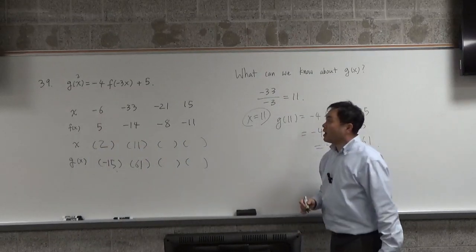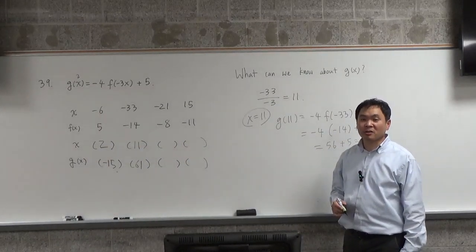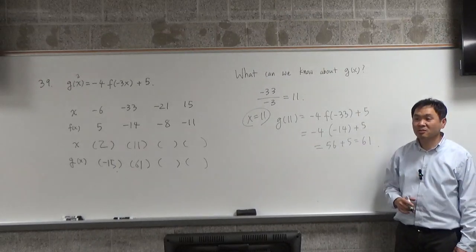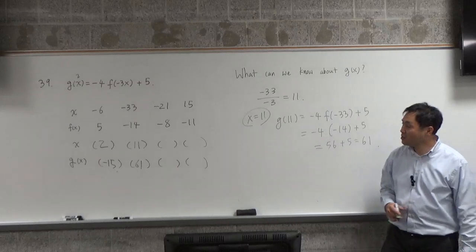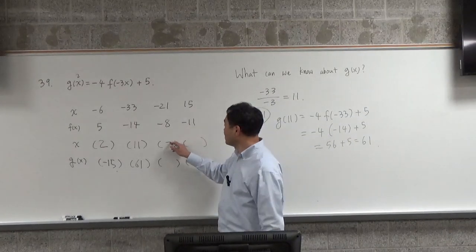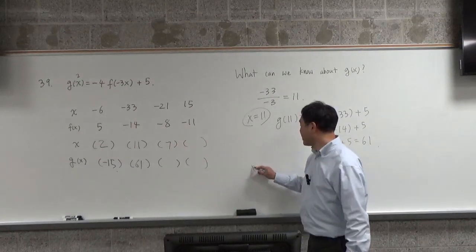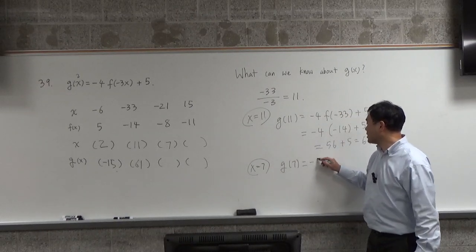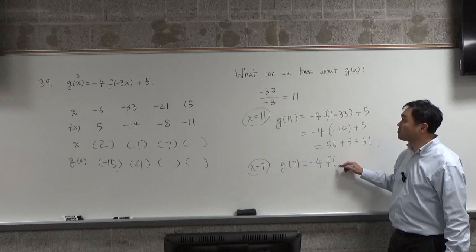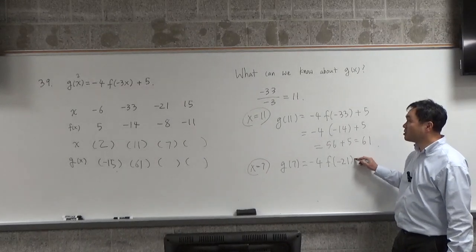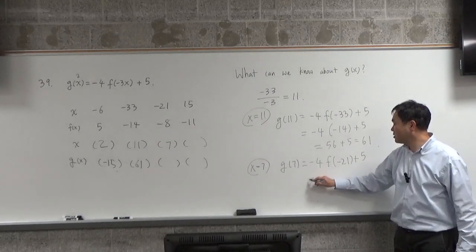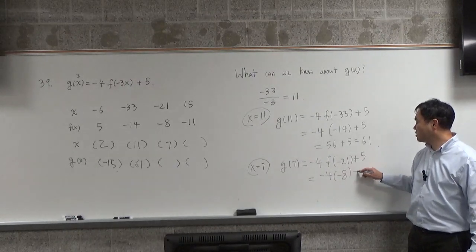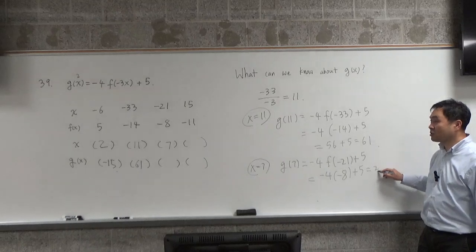Okay. I know f of negative 21. What should I plug into x? 7, right? So if I plug in 7, then x equals 7. It's going to say g of 7 is negative 4 times f of negative 21 plus 5. F of negative 21 is negative 8 plus 5. This is going to give you 37.